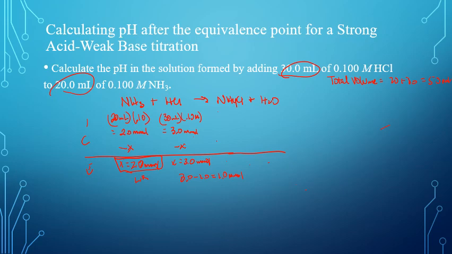I have my total volume of the solution being 50 milliliters. And so if I do 1 divided by 50, that gives us 0.02 for the molarity of the solution. So now at this point, that is my excess.